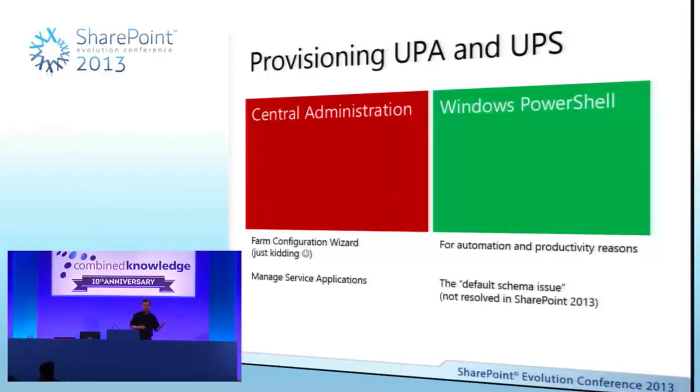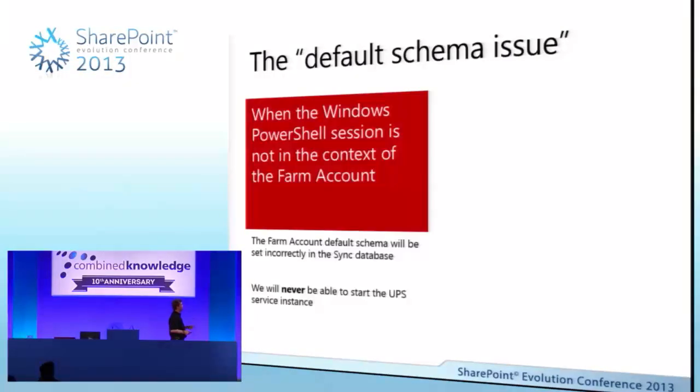But in reality, for most deployments, we're going to want to automate or improve our productivity in terms of the amount of time it takes to create farms and so on, leveraging Windows PowerShell. And unfortunately, the schema issue with this still remains the same, and a choice was made not to fix this bug. And what this bug is all about, in essence, is if you're running the PowerShell session as any other user than the farm account, so you're not logged on as the farm account, which you shouldn't be because that's a very bad idea, we will make the databases in an incorrect fashion with the wrong schema, and then we will never be able to start UPS unless we fix this problem.